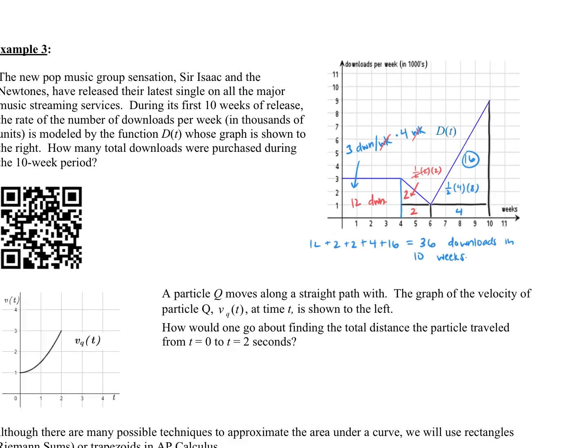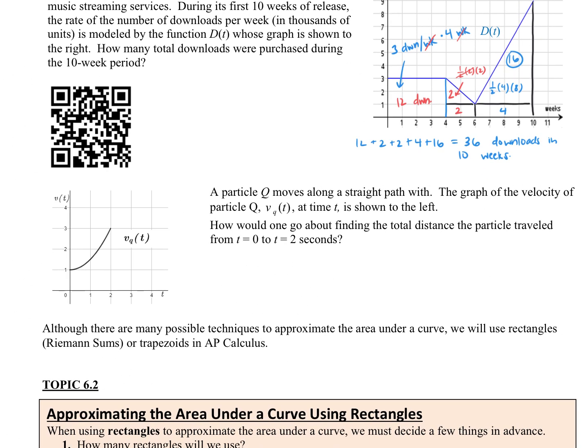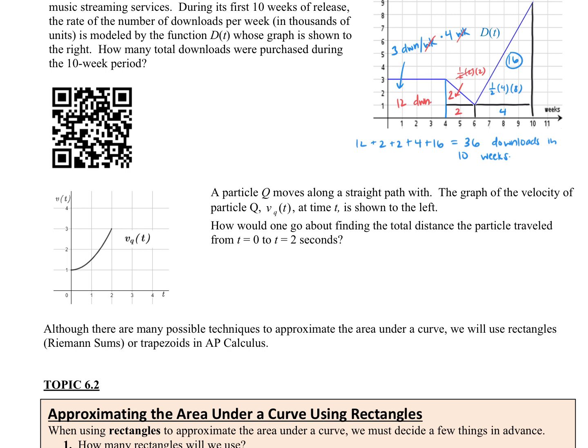Again, we've got this picture over here. A particle Q moves along a straight path with the graph of the velocity at time t shown on the left. This is the velocity graph over here on the left. So if I wanted to find the total distance traveled from 0 to 2, just like I did on the previous page when it was a horizontal straight line, all I had to do was multiply my base times my height to give me 4, right?